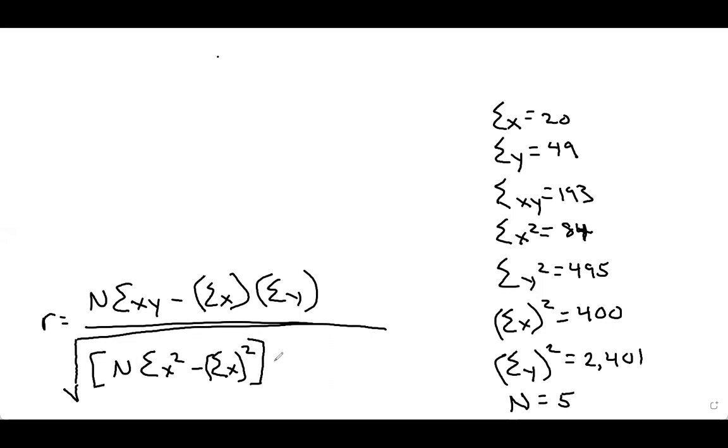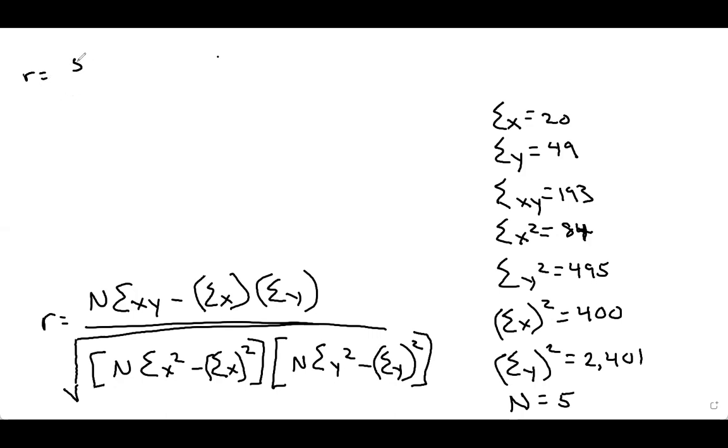All of this will be multiplied by the same thing, but in y. N times the sum total of y squared minus the sum of y squared, end bracket. Okay, so let's go back up and plug the numbers in, and then we can get started. So start with n.